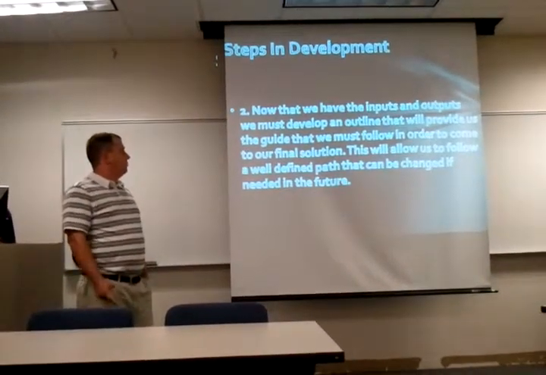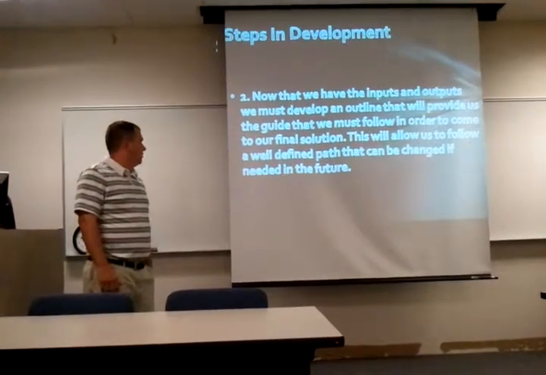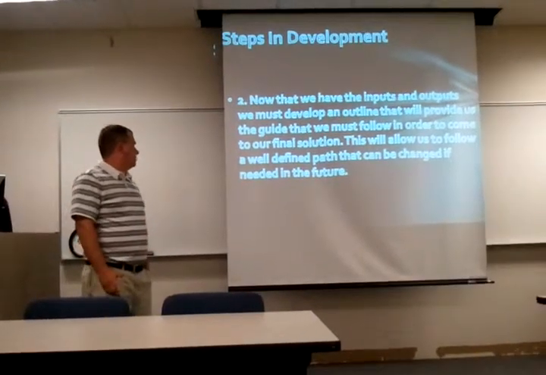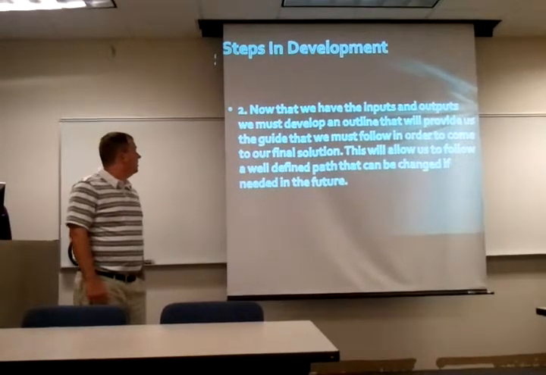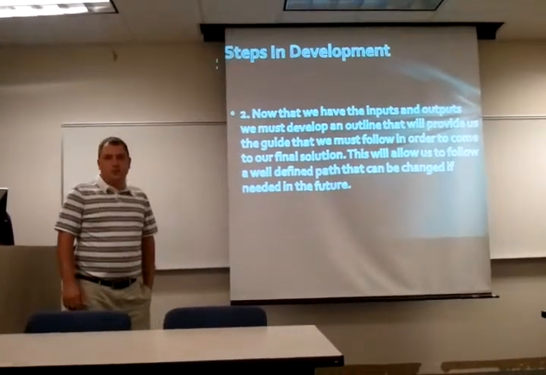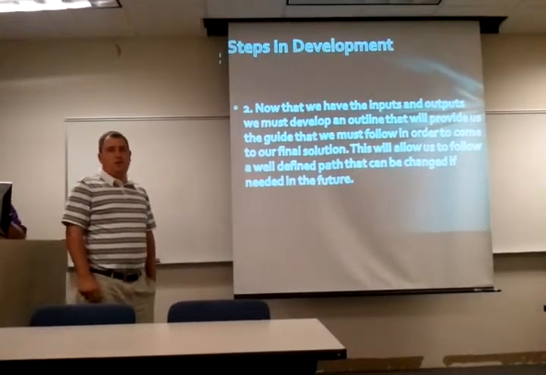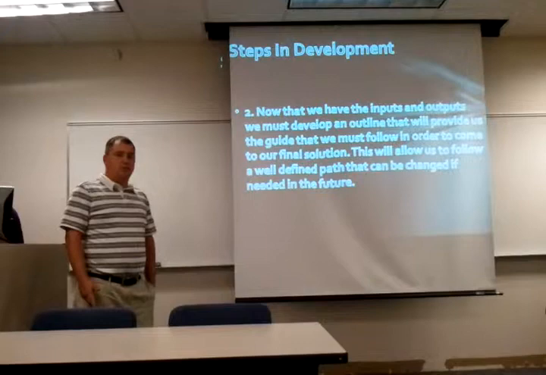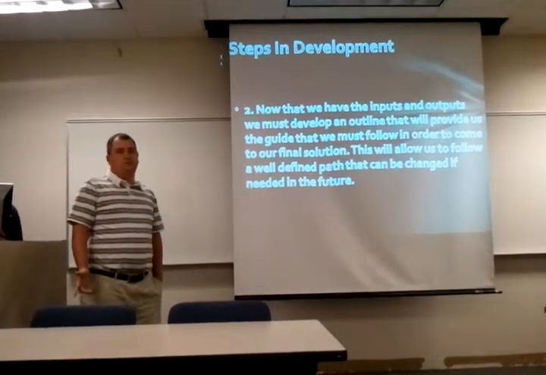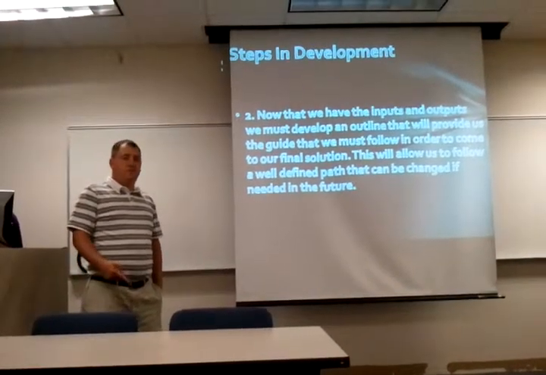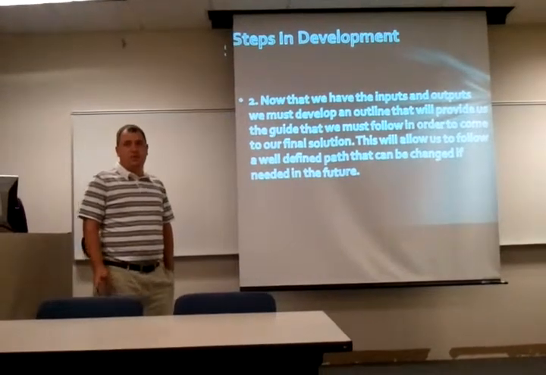Okay, now that we have the inputs and outputs, we have to develop an outline that will provide us the guide that we must follow in order to come to our final solution. This will allow us to follow a well-defined path that can be changed if needed. You're going to have to determine the inputs and outputs, the prices of the gas, the taxes that are going to go on the gas. All this is going to have to be predetermined and input into the program, the different charges that are going to be charged, whether or not the customer is going to just get full service or just allow you to fill up their vehicle, or if they're going to get full service and have everything with the vehicle checked.